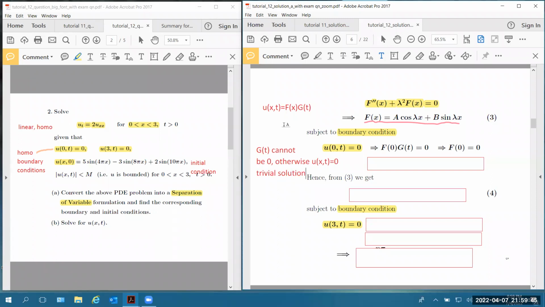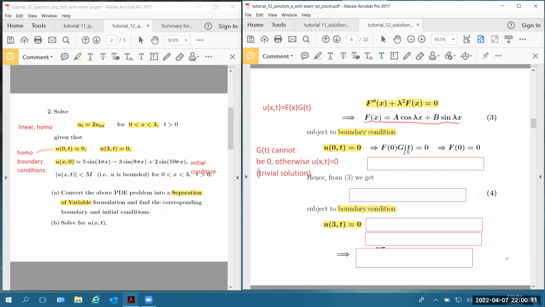Right, so that's called the trivial solution. u(x,t) equal to 0 means trivial solution. And of course, you don't want the trivial solution now, because the trivial solution is just 0 only, so it's not interesting. It's a very obvious one, so you don't want this. That is why your G(t) cannot be 0.